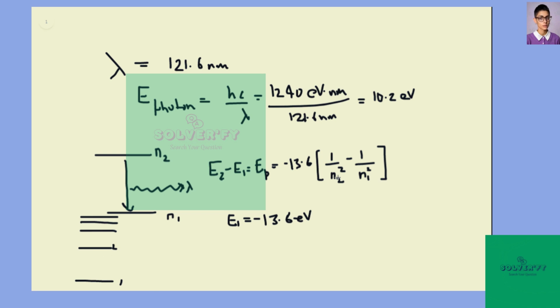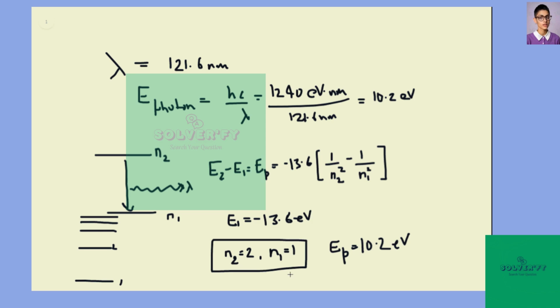If we substitute n2 equal to 2 and n1 equal to 1, we see that this calculation exactly becomes 10.2 eV. So in this case, our initial guess exactly solves the answer. So the higher quantum number is 2 and the lower quantum number is 1.